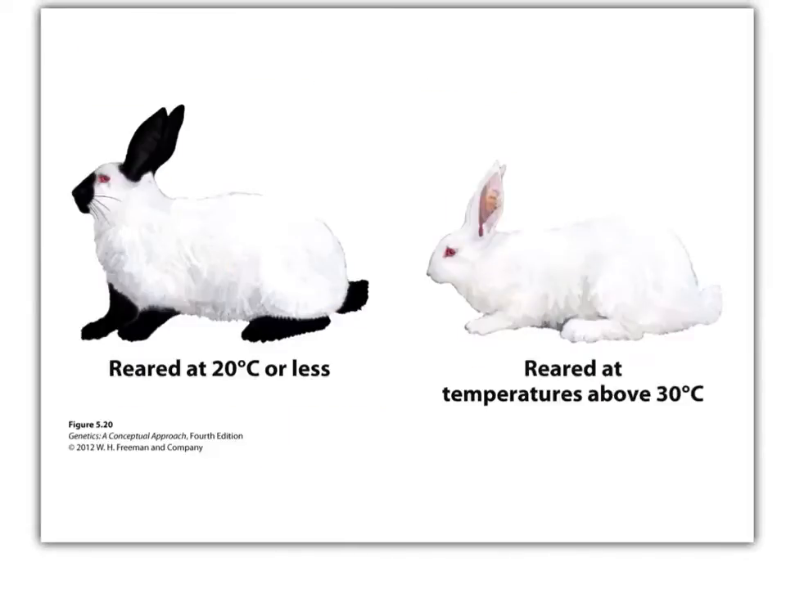Another example is the rabbit. There's a certain breed of rabbit that has the same temperature-dependent enzyme, and so in the cooler extremities, we see it's dark. So if it's raised, right, in cold temperatures, whereas if it's raised above that, where none of its skin is cooler or cool enough for the enzyme to work, right, he turns completely white.